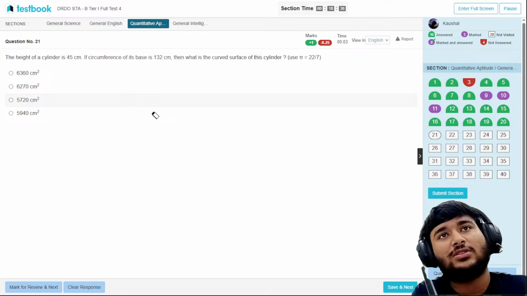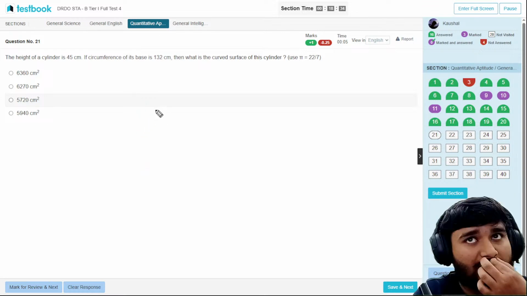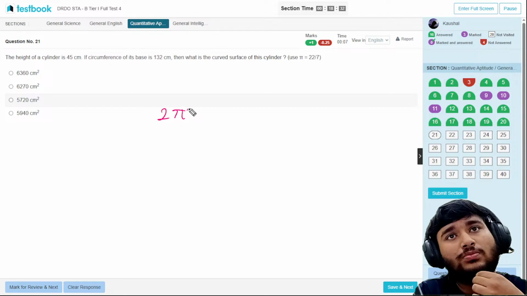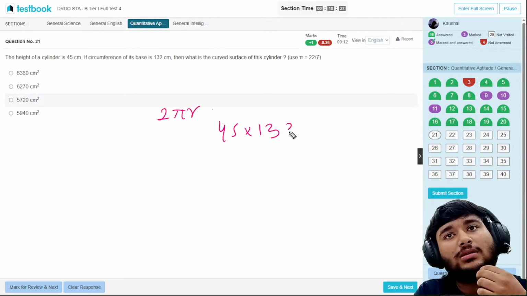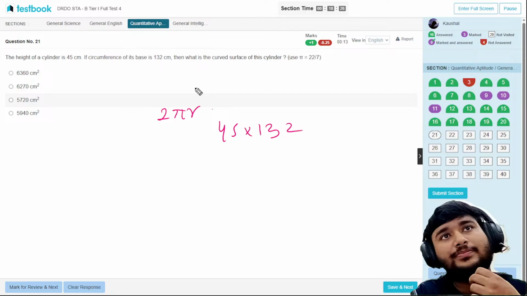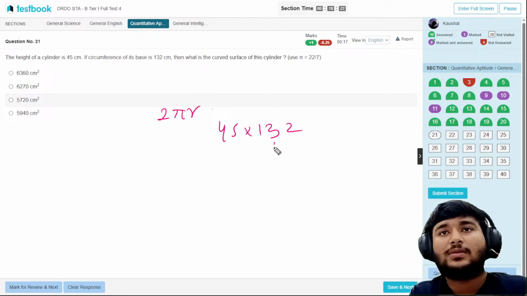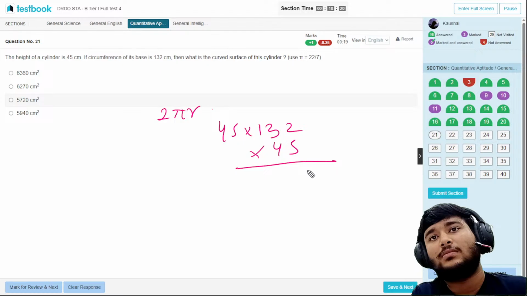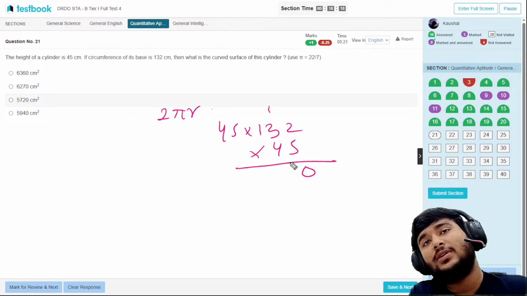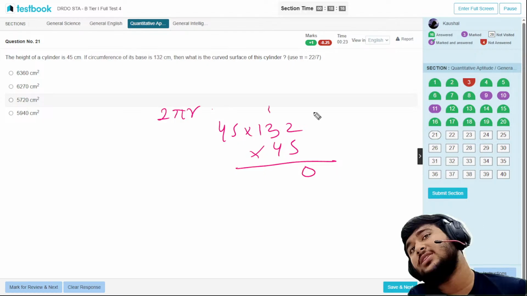The height of a cylinder is 45, the circumference of its base is इतना. What is the curved surface area? 2 pi r दे रखा है, h दे रखा है हमें, 45 into 132 कर देंगे. 2 pi r दे रखा है ना हमें. 45, 1 by दे दो, 15, 13 by the 65 plus 8, 5 6 7 8.